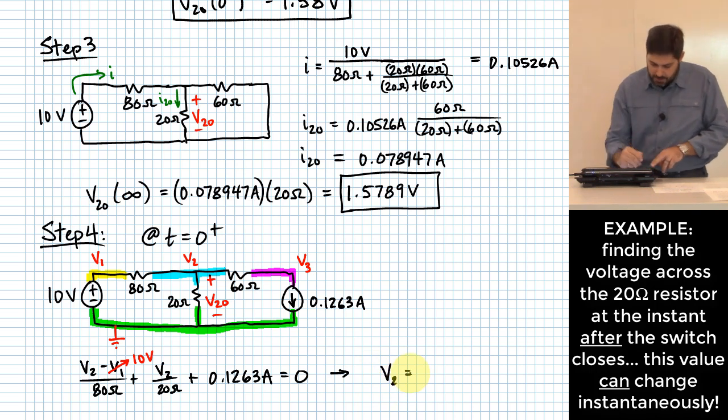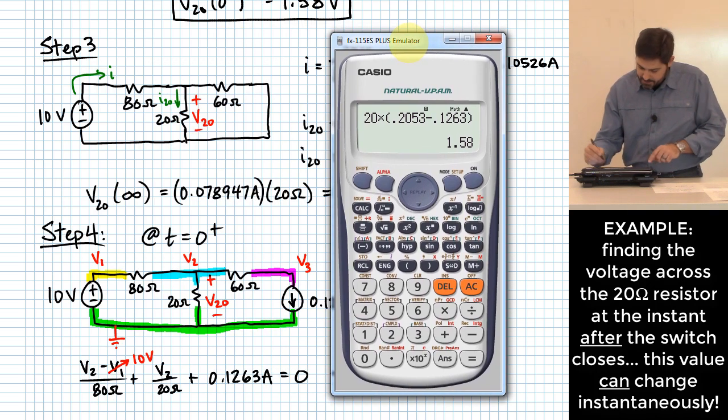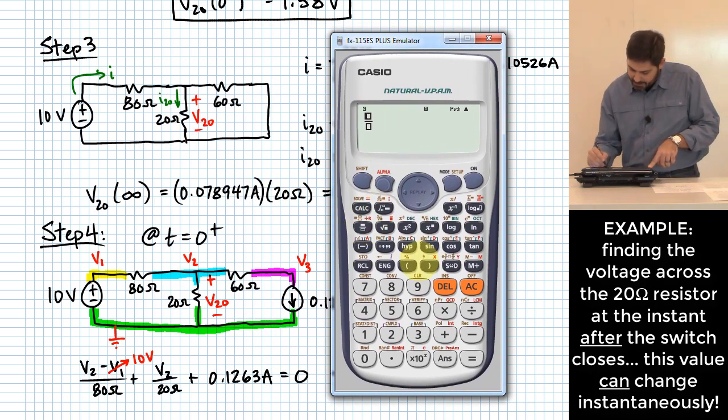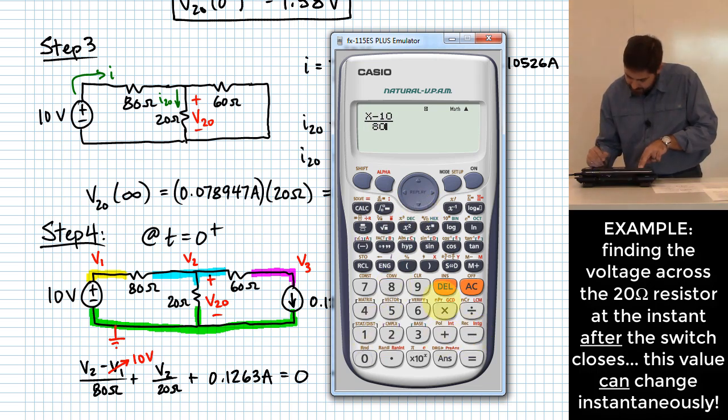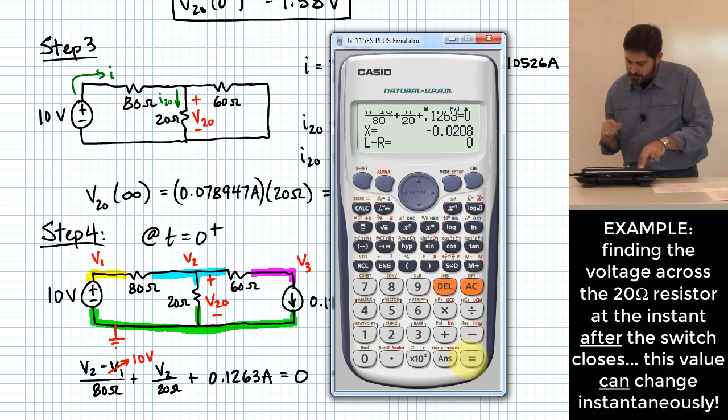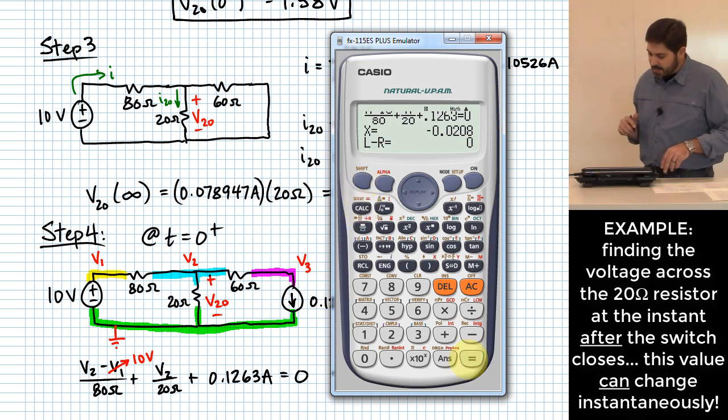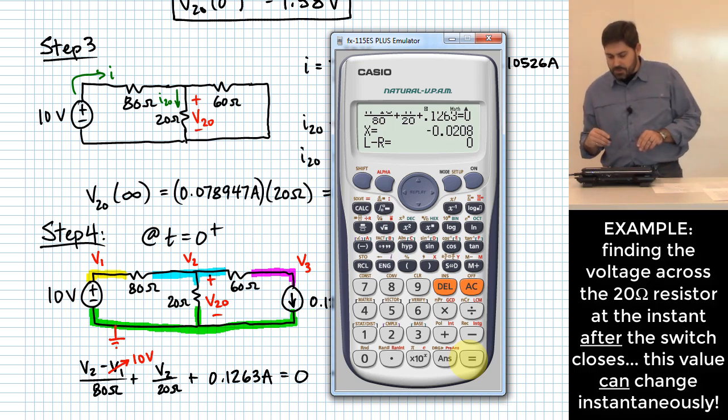Because that tells me I should be able to solve for V2. Okay, which, I think the easy way to do that is just to pop it in here, where we do x being our variable. So x minus 10 over 80, plus x over 20, plus 0.1263 is equal to 0. Shift solve. That ends up giving us negative 0.0208.